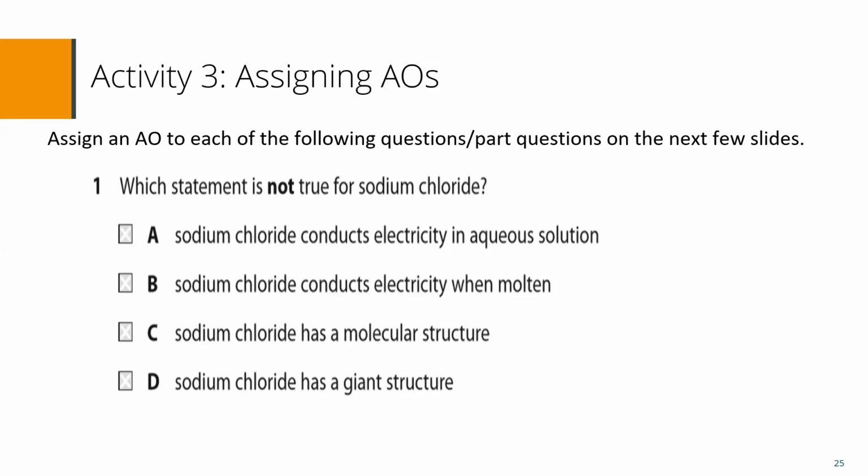So the question you've got to ask yourself is this recall of knowledge direct from the specification? Should they know about the structure and properties of sodium chloride? The answer, of course, is yes. The one that is not true is C. It is a giant ionic structure, not a molecular structure, but it is recalled, so that is in fact AO1.